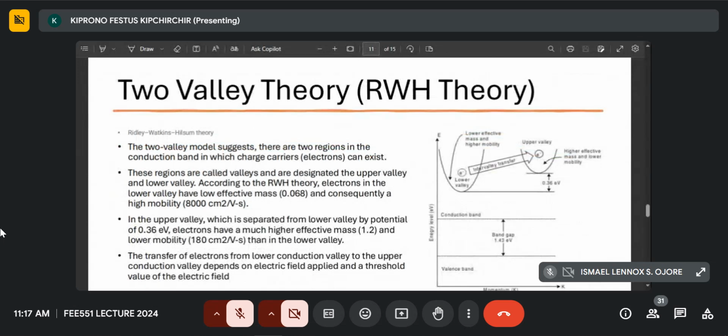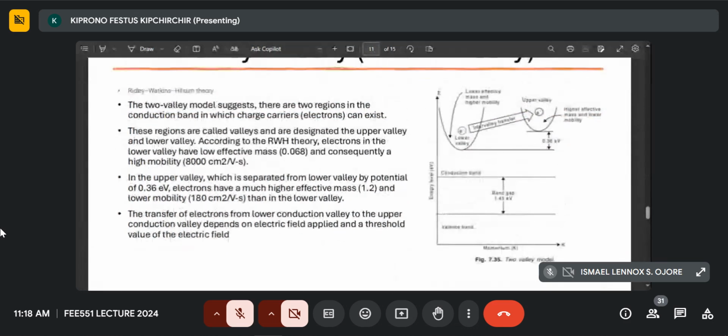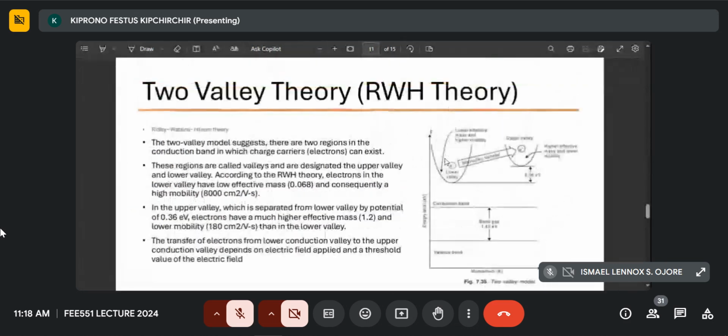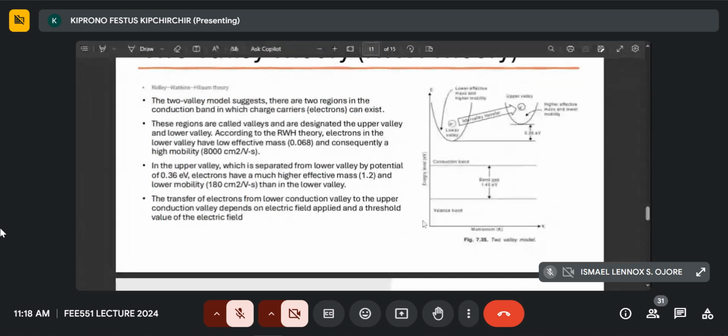So the two valley theory. It forms the basis of operation of the Gunn diode. If you can remember from physical electronics, we had a diagram like this one, where you have the conduction band, the valence band, and the energy gap.